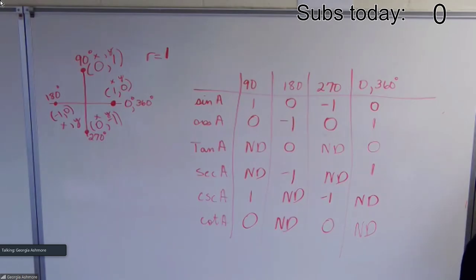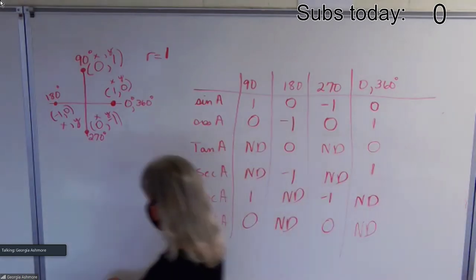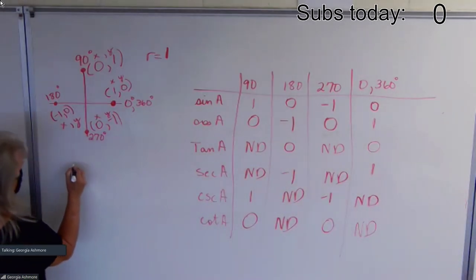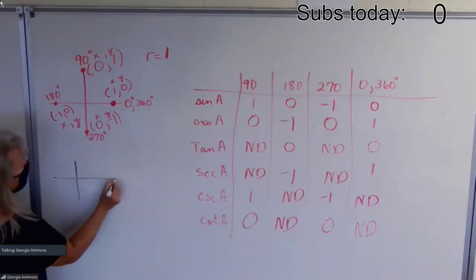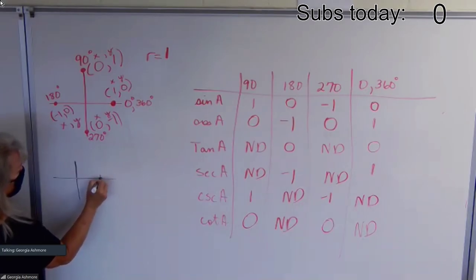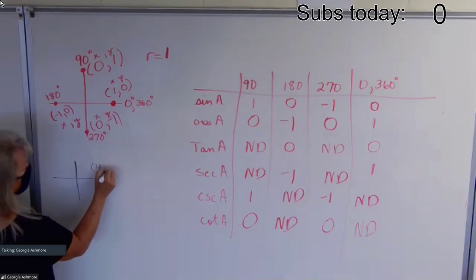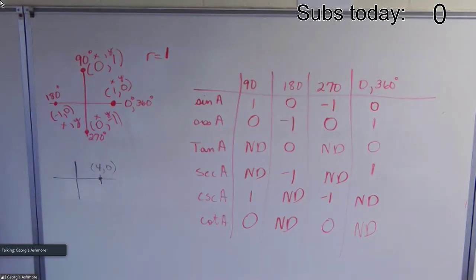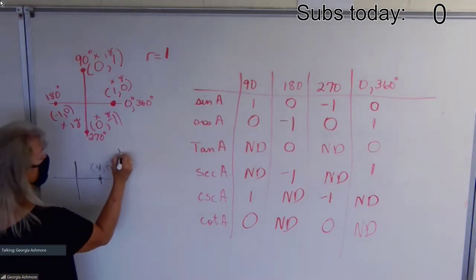All right, I do want to take a couple of notes on this to point out. If I was looking at that and you said, I don't like 1, 0, why didn't you use the ordered pair 4, 0? Okay, we'll use 4, 0. What's my R now? It's not 1. It's going to be 4.